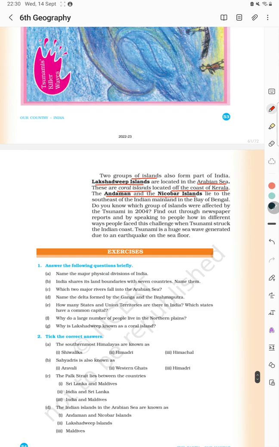Then Andaman and Nicobar islands lie to the southeast of the Indian mainland in the Bay of Bengal. When the tsunami came in 2004, the Andaman and Nicobar islands were the worst affected. Now what is a tsunami? A tsunami is a huge sea wave generated due to an earthquake on the sea floor. When an earthquake comes on the sea floor, a wave is generated. That huge sea wave is known as tsunami.